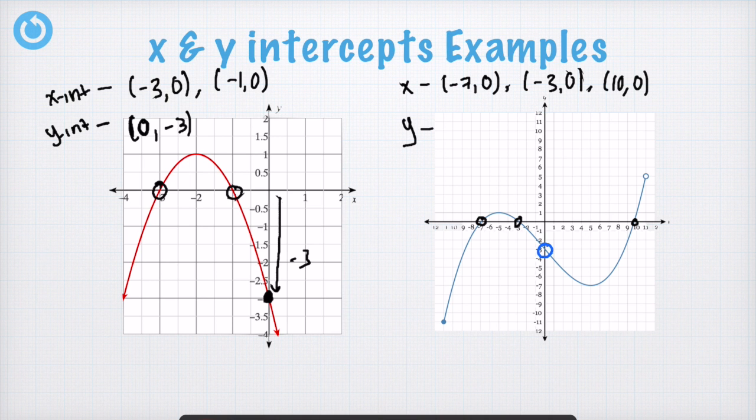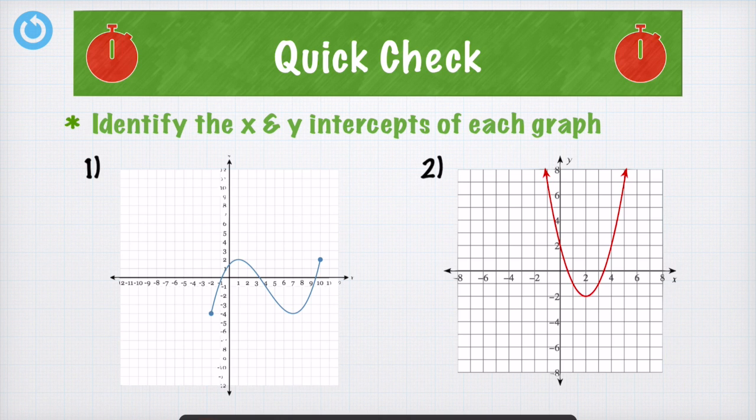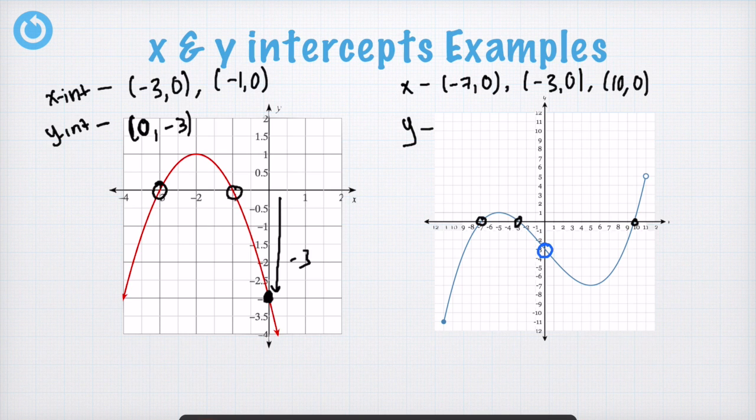Now our y-intercept is, oh, almost there. Our y-intercept is just the one spot where it crosses our axis right here. Since it only crosses our axis in one point, it's going to be at 0, -3.